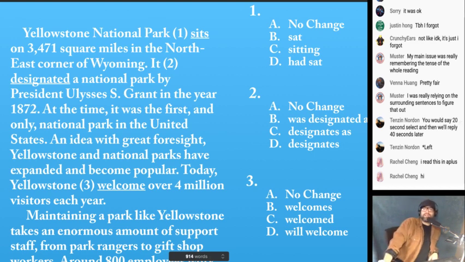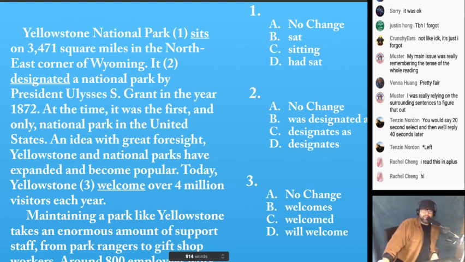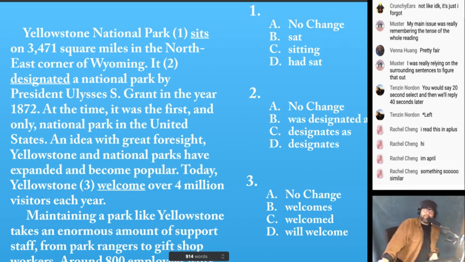So let's go through these and talk about how they work. They're all verb tense, so we just need to talk about that domain. The very first thing is, Yellowstone National Park sits, right? A lot of people said everything's in the past. The only thing in the past is had sat, which means it's completed, that it's done sitting there. But since Yellowstone National Park currently exists, we do need to keep it in the present tense.